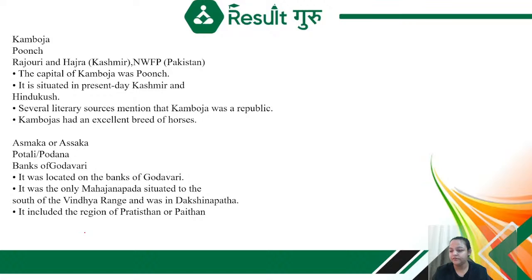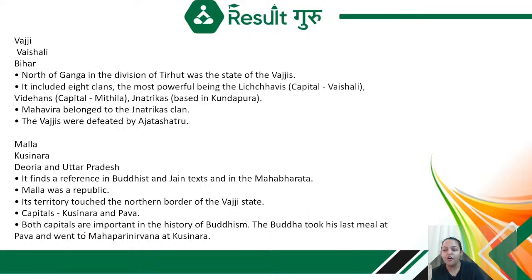Okay, let's move ahead. Now, next is Vajji. You already know that Vajji was a Gana or a Sangh, which means it was ruled by a Gana or a Sangh. Okay? So, where is the capital? The capital is Vaishali. And where is it located present day? Present day, it is located in Bihar. Fine? North of Ganga is the division of Tirhut, which was the state of the Vajji. So, it is located north of Ganga.